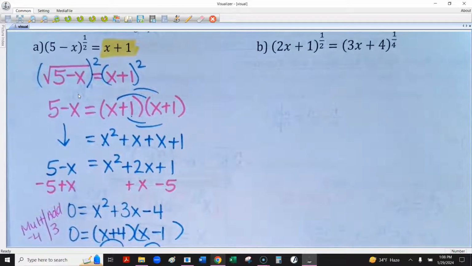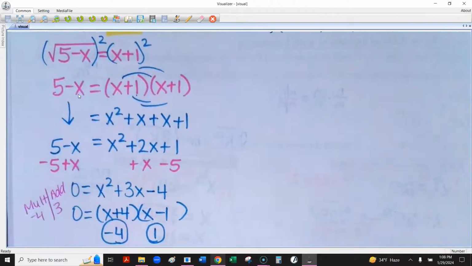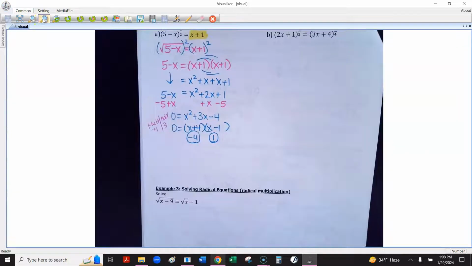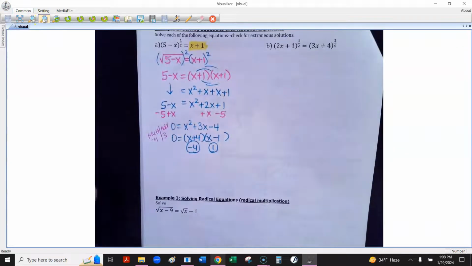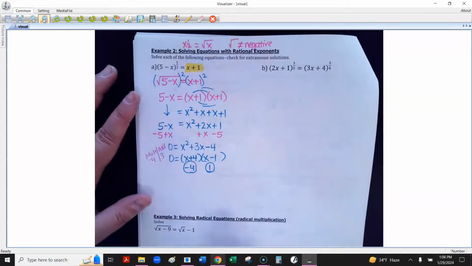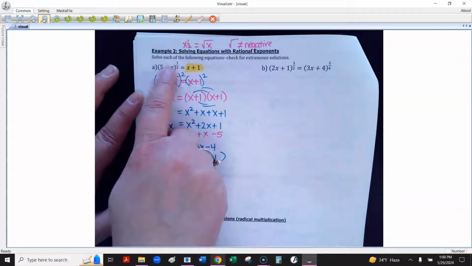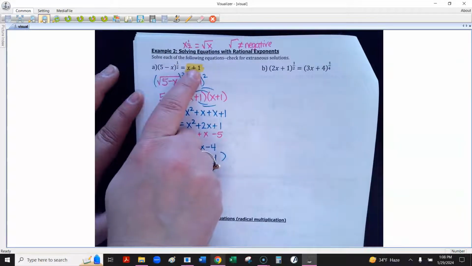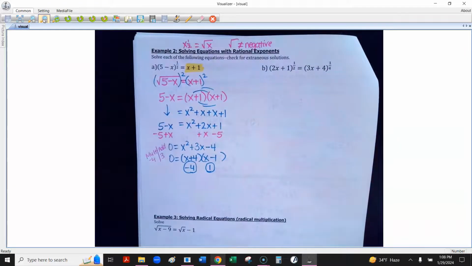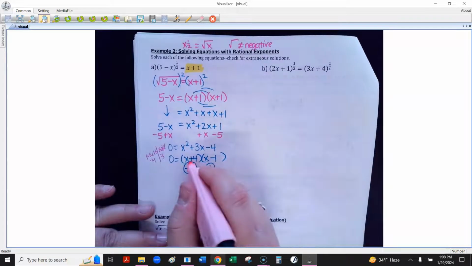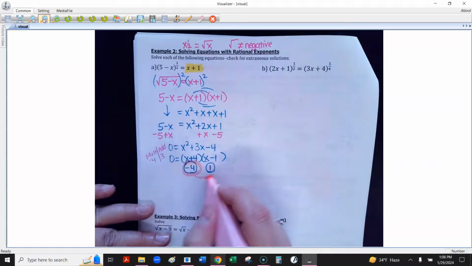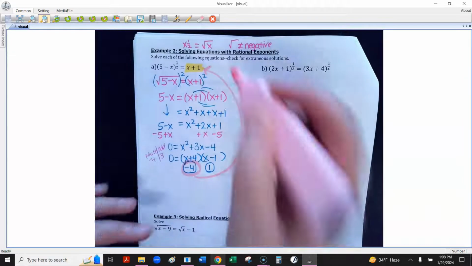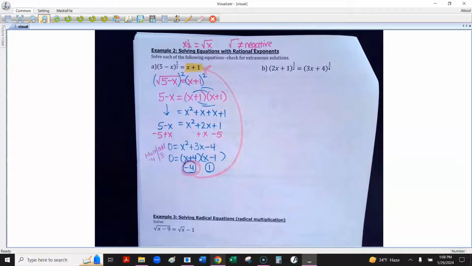Sorry, I'm off the screen a little bit here again. Now, let me move this out though. Okay, so we got to go back and check. So I have really in that original problem a square root equal to this expression. So we just got to make sure our answers, if we plug them in, are not going to make that expression negative.